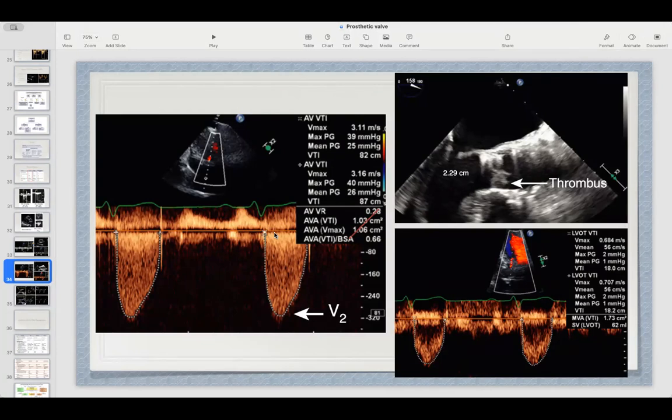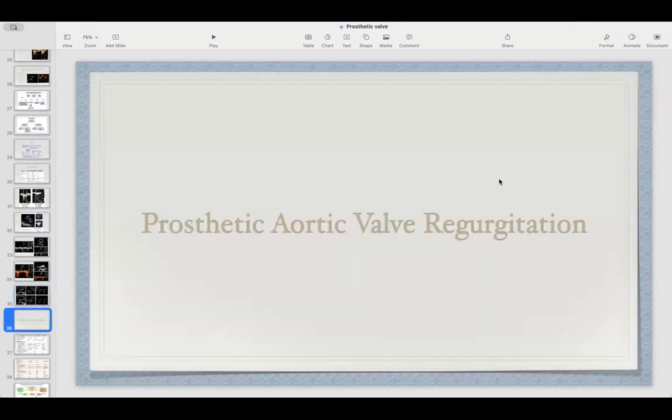And then, of course, you need to look at the valve itself to see what the problem is. In this valve, there is a thrombus. If you see here, there is a thrombus in the valve itself. And this was post-TAVI, about 6 months post-TAVI. These patients we usually treat with anticoagulation, and most of these patients' thrombus will resolve without the need for any intervention. So we're done with prosthetic aortic valve stenosis.